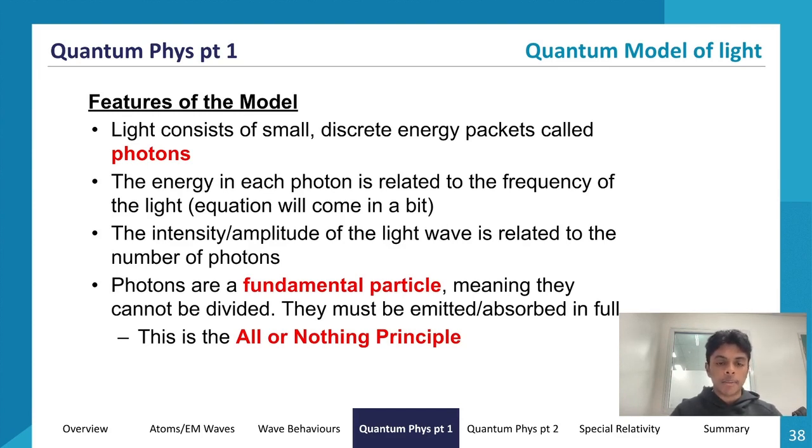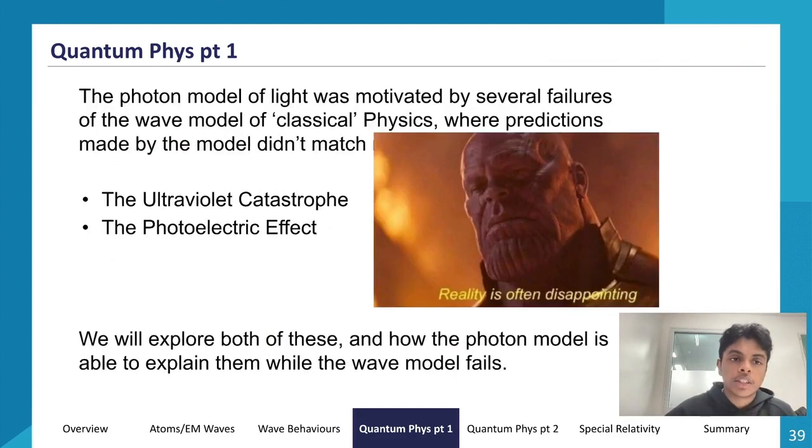The intensity and amplitude of light waves is related to the number of photons. So light with a greater intensity will have a greater number of photons going through. The photons are a fundamental particle, meaning they cannot be divided, just like protons, neutrons, and electrons. This means they have to be emitted or absorbed in full. You can't absorb half a photon because they're a fundamental particle, so you have to absorb the entire photon. This is the all or nothing principle. Those are the features of the quantum model.